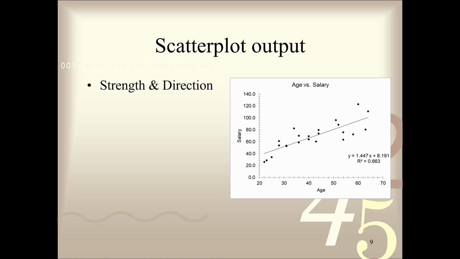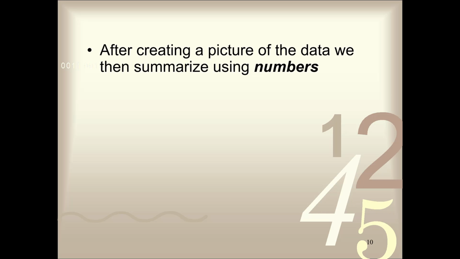Okay, scatter plot visually shows me strength and direction. So pretty strong positive correlation. And notice the regression model is there. We'll talk about that in a minute. And r squared, we'll talk about that later. Okay, but it's just a visual.